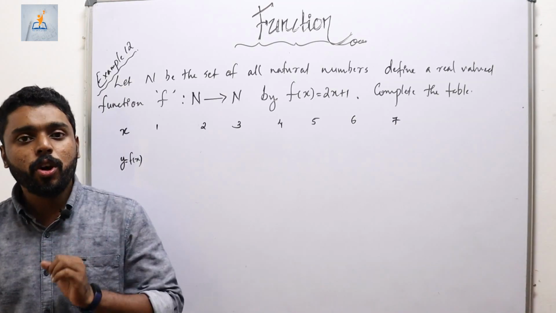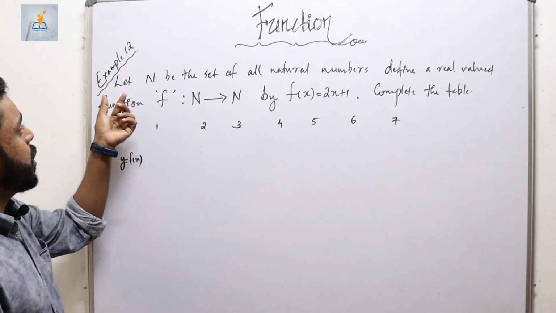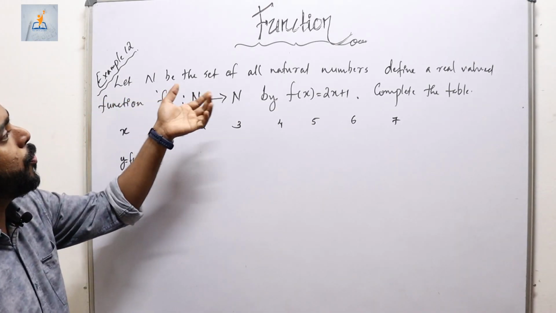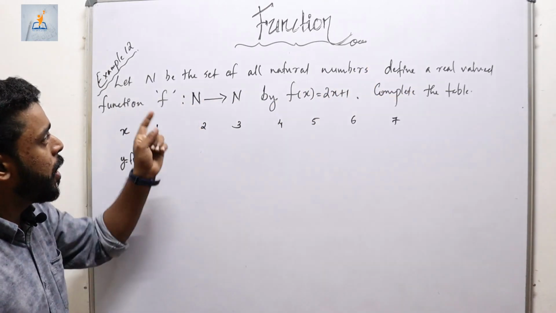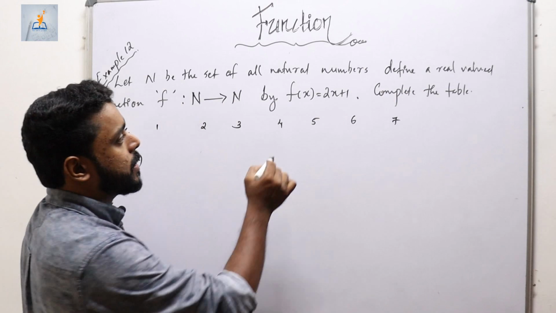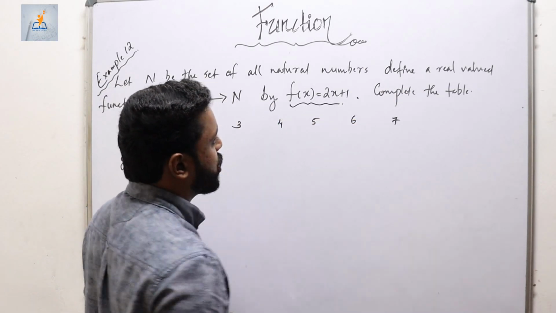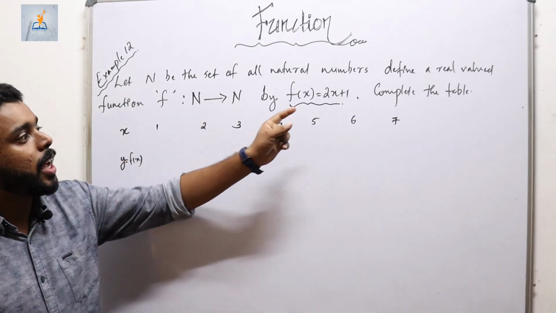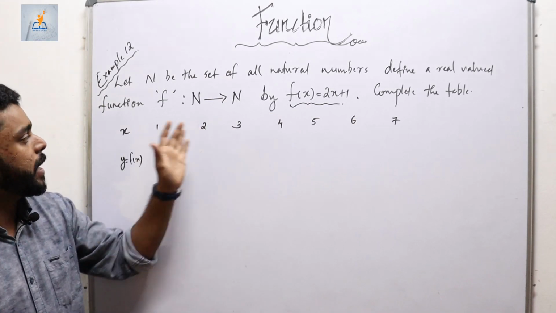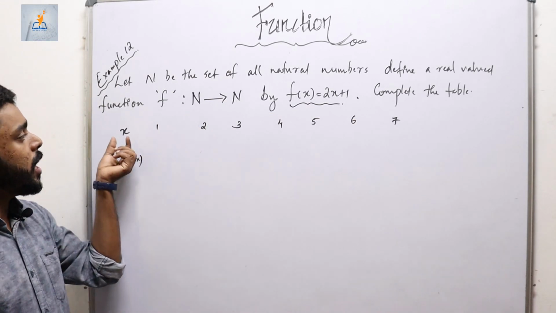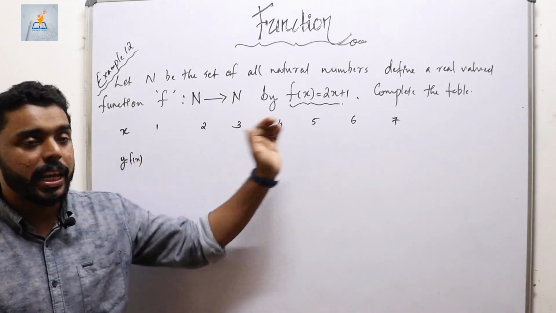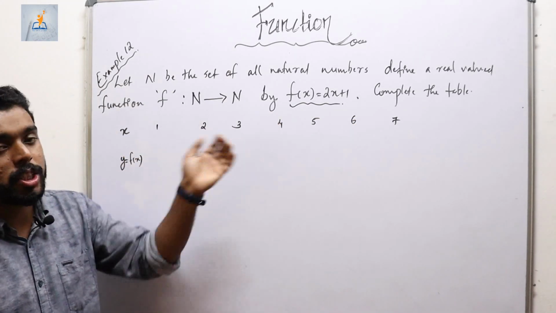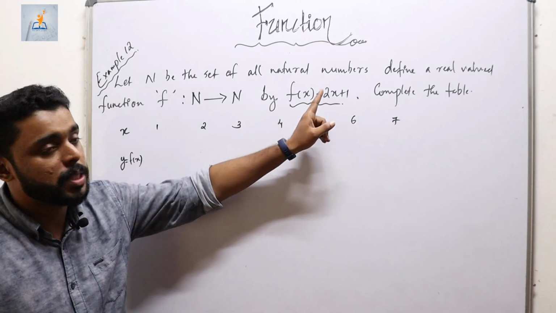Okay. Coming on to example number 12. The question is: let N be the set of all natural numbers, define a real valued function f from N to N by this rule, or this definition, or this property of the function. Complete the table. So we are given several input values, or several pre-images, and we have to find the corresponding images by this property.